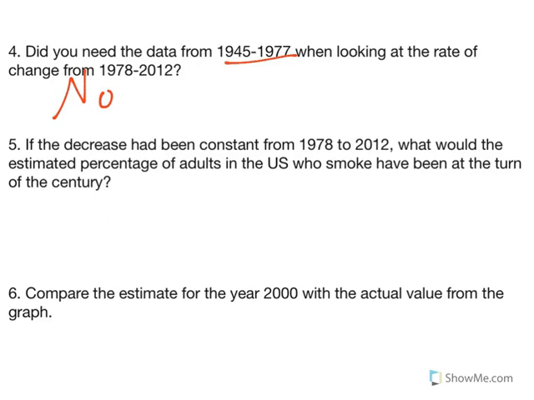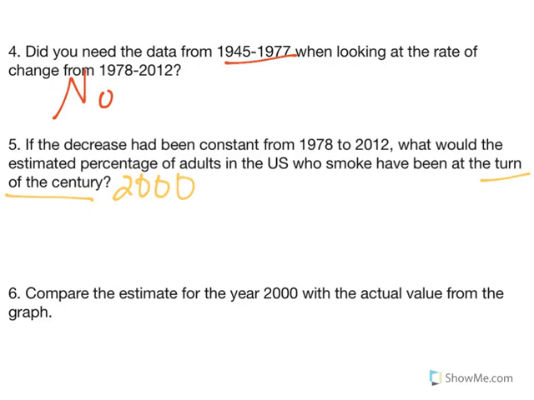Number 5, if the decrease had been constant from 78 to 2012, what would the estimated percentage of adults in the U.S. who smoke have been at the turn of the century? Now, turn of the century, right, is the year 2000.